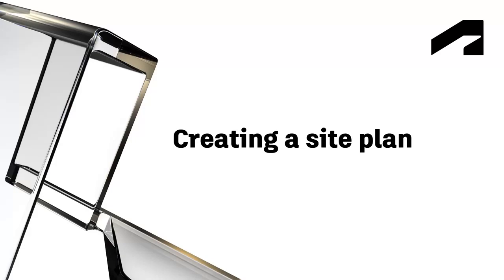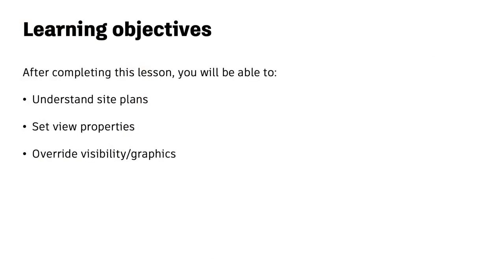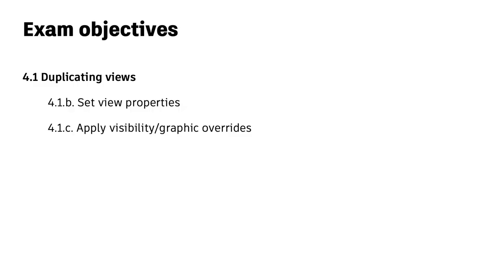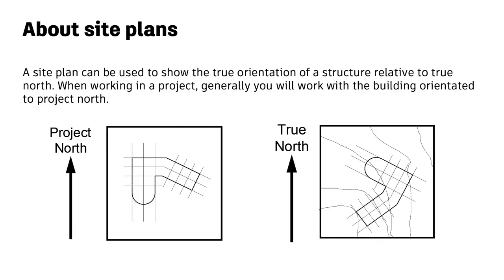After completing this lesson, you will be able to understand site plans, set view properties, and override visibility graphics. The objective domains covered are 4.1b, view properties, and 4.1c, visibility graphic overrides. A site plan can be used to show the true orientation of a structure relative to true north.